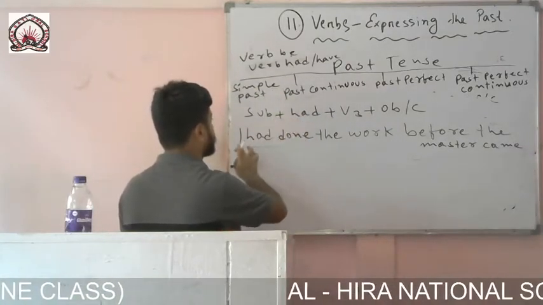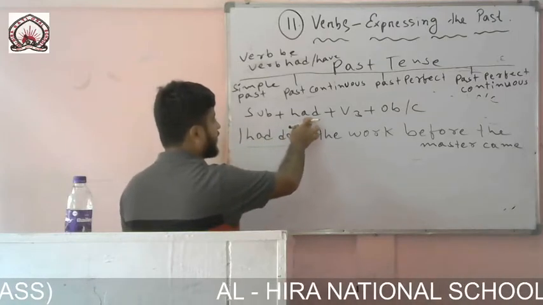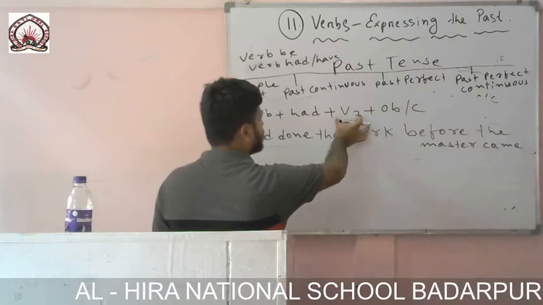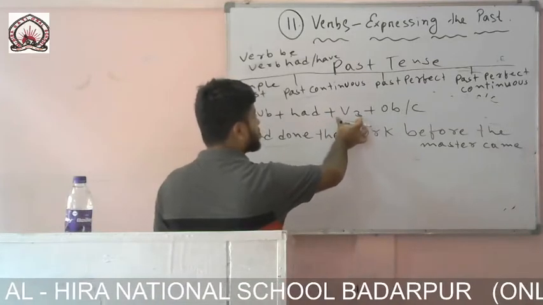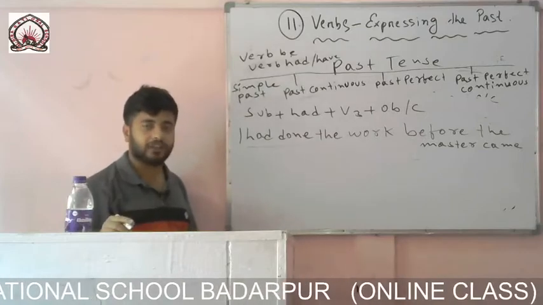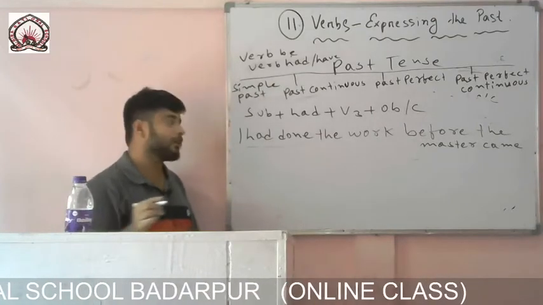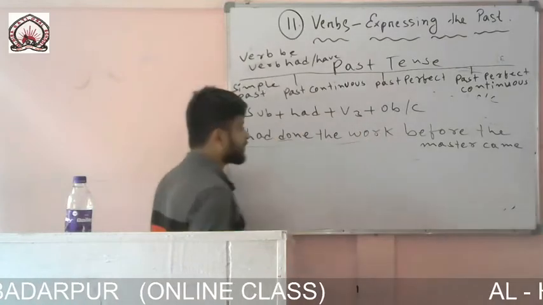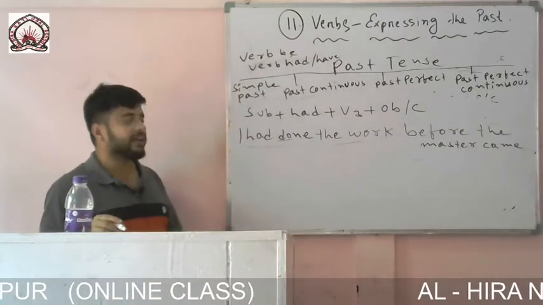Now if you look at the formation, subject I, then had is there. Then after had, the third form of the verb should be there. We know that done is the third form of the verb do, then object or complement. The work is the object or complement. So I had done the work.